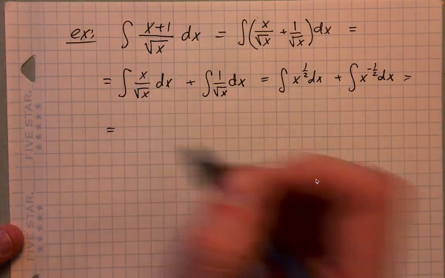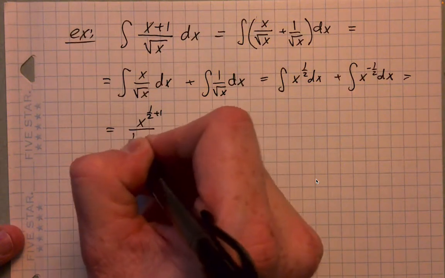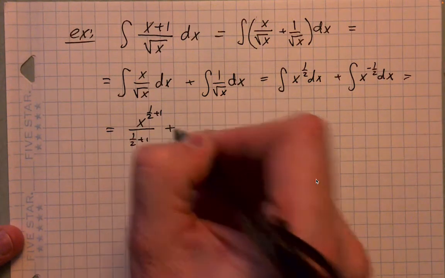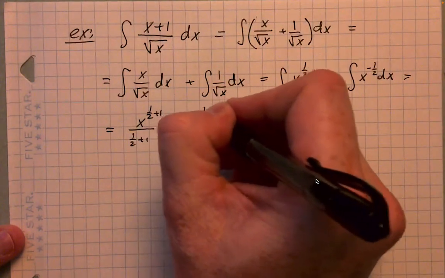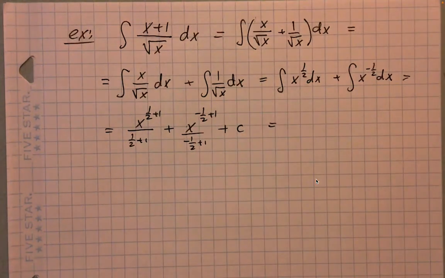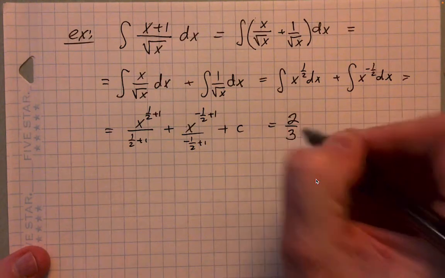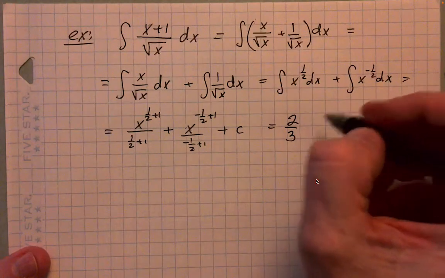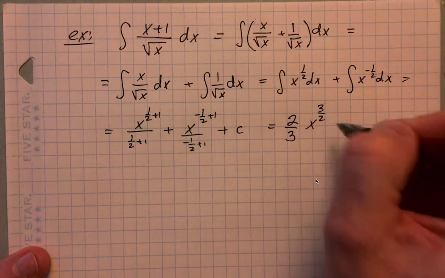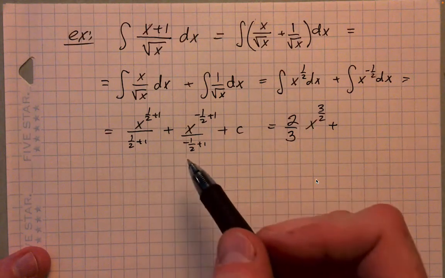Okay. And then we can integrate this. So this would be x to the 1/2 plus 1 over 1/2 plus 1 plus x to the negative 1/2 plus 1 over negative 1/2 plus 1, and then plus c. All right, plus c for this. And when you do all of this, you get, well, for this front term, you would end up with 3/2 on the bottom, so that's 2/3 x to the 3/2. And then it's plus, because, well, oh, maybe it's minus.